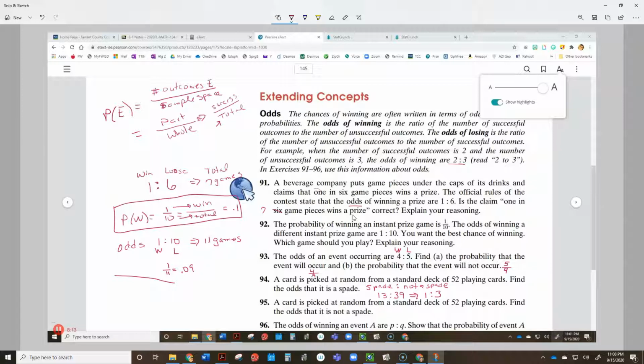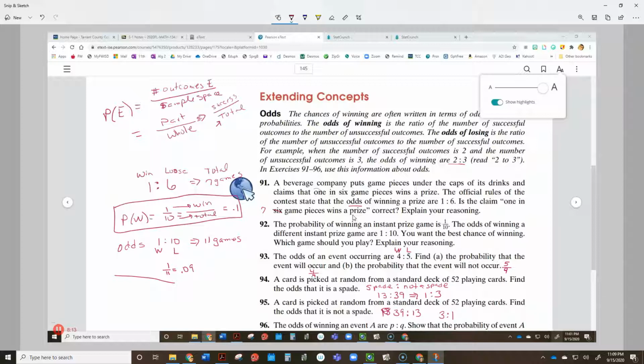A card is picked at random from a standard deck of 52 cards. Find the odds that it's not a spade. The fact that it is not a spade would be the other way around. 39 are not spades compared to the ones that are spades. So the odds here are 1 to 3. Over here, the odds are 3 to 1.